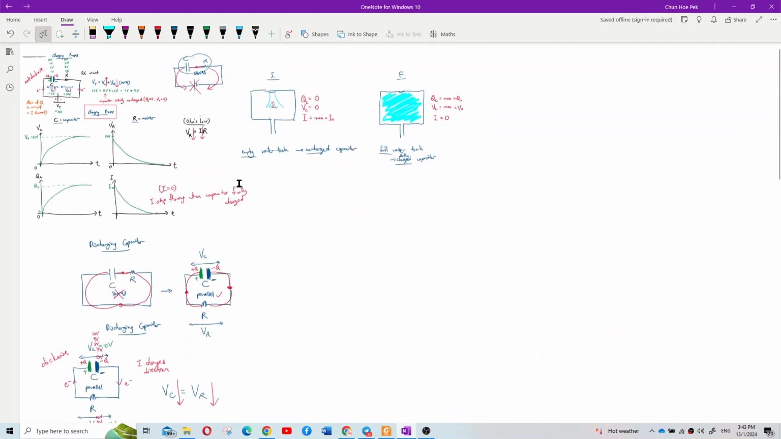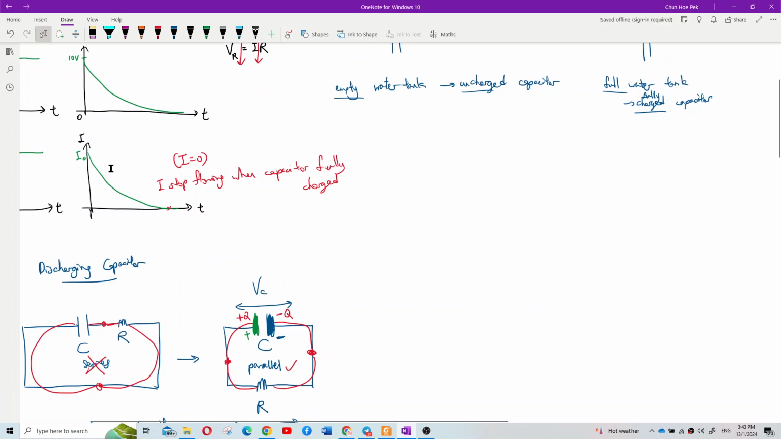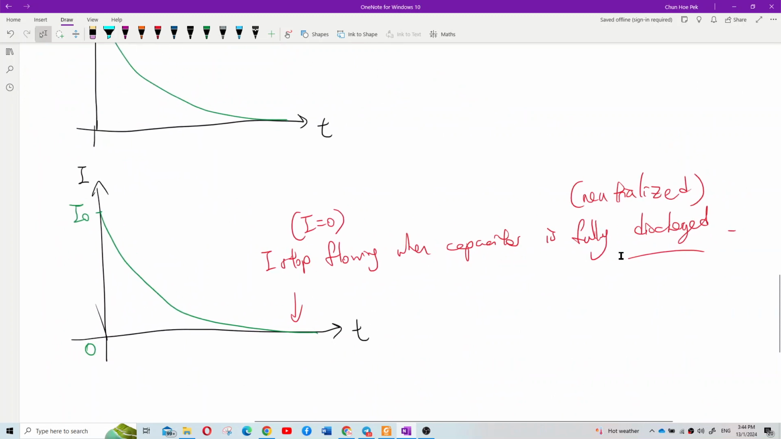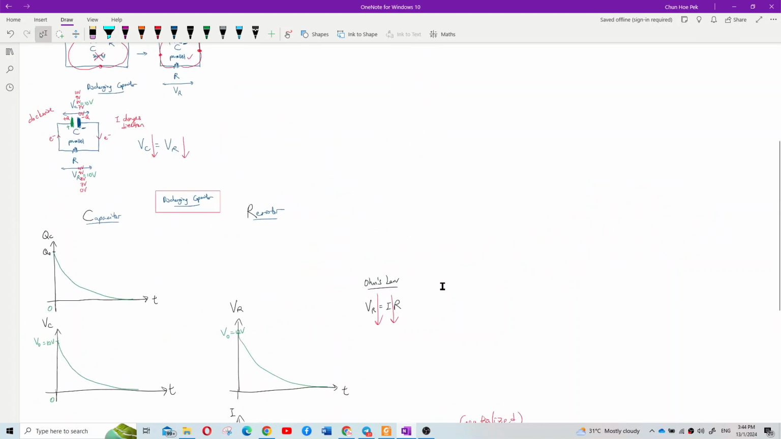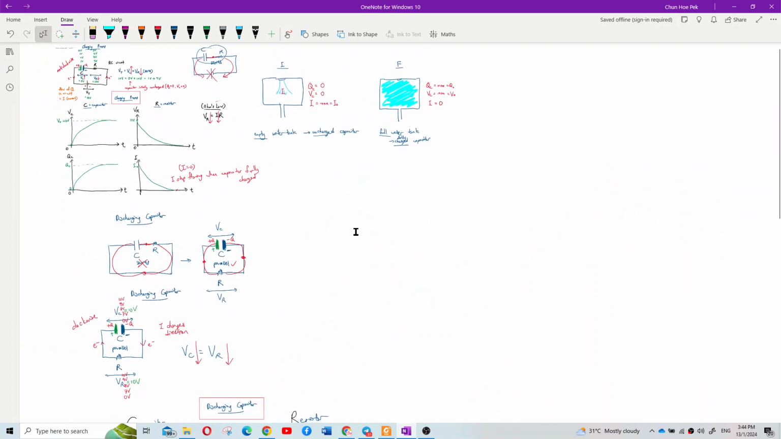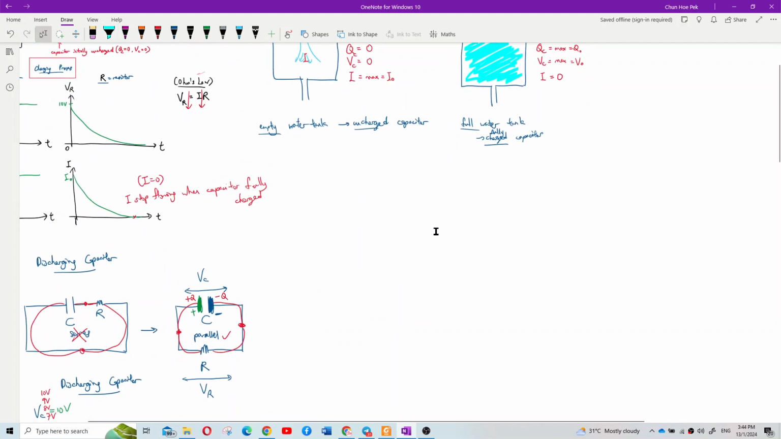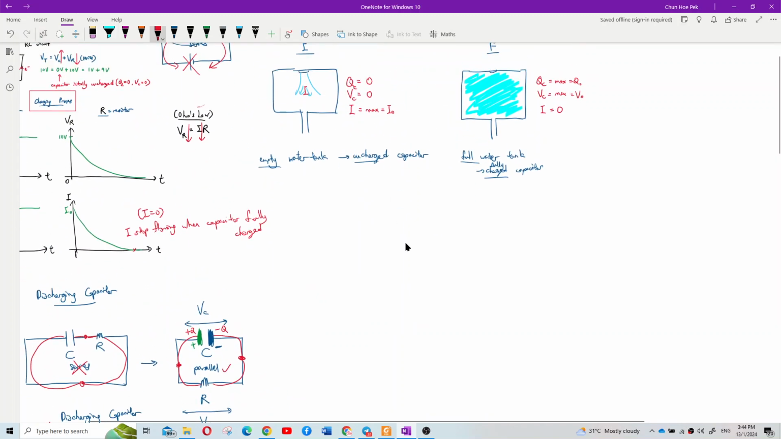current stop flowing when capacitor fully charged. Kalau dia fully charged, current stop flowing. When capacitor is fully discharged, current also stop flowing. Macam contoh ni lah kelas. Macam contoh air ni. Ya, ambil contoh air ni.